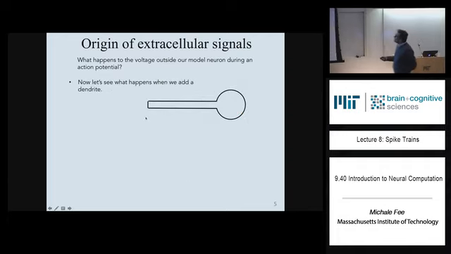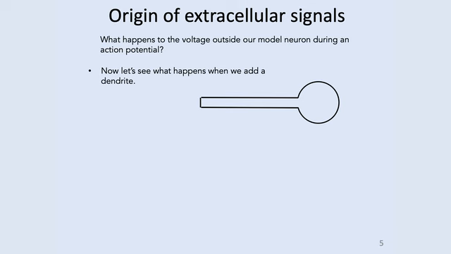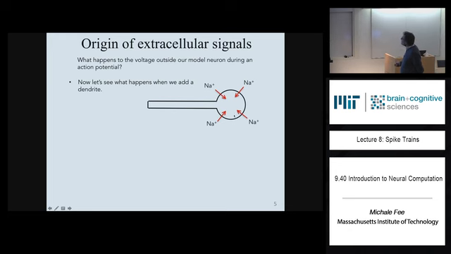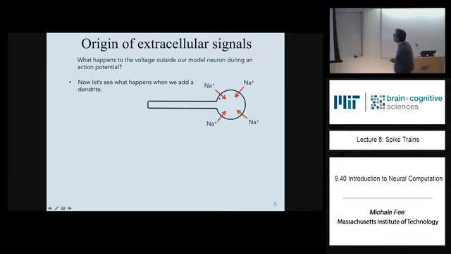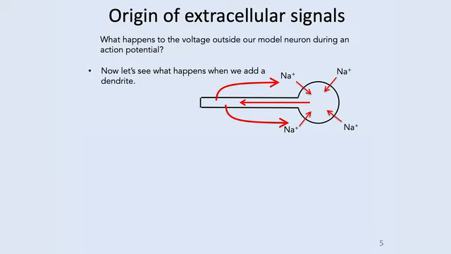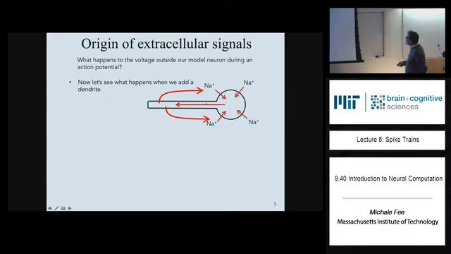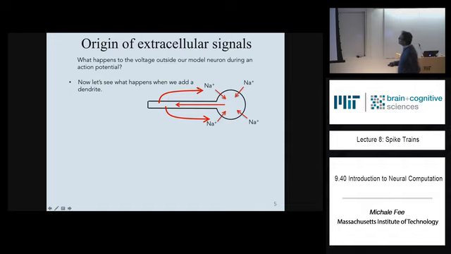But now let's consider what happens if we have a neuron with a dendrite. So in this case, when the sodium current flows into the soma, part of that current will flow out through the capacitive current, but part of that current will flow down the dendrite, then out through the membrane through capacitive current, and back to the soma. So we have a closed circuit of current flowing into the soma, out through the dendrite, and then back to the soma through extracellular space.